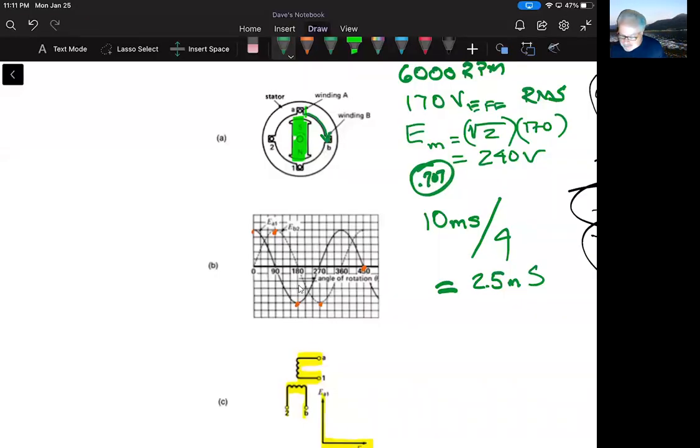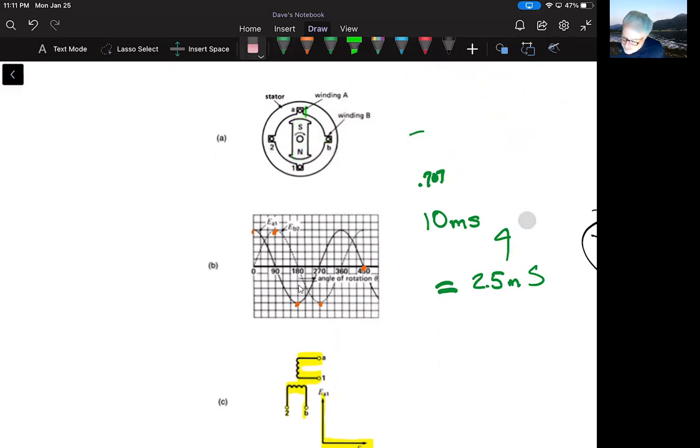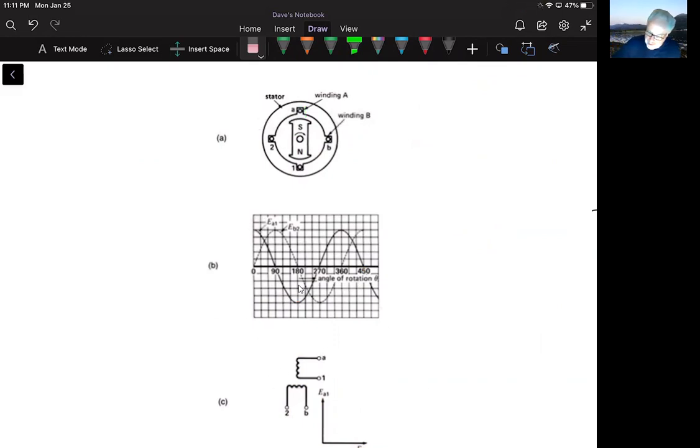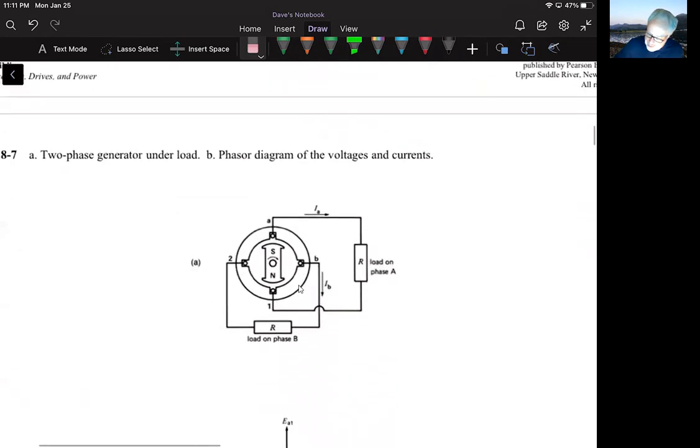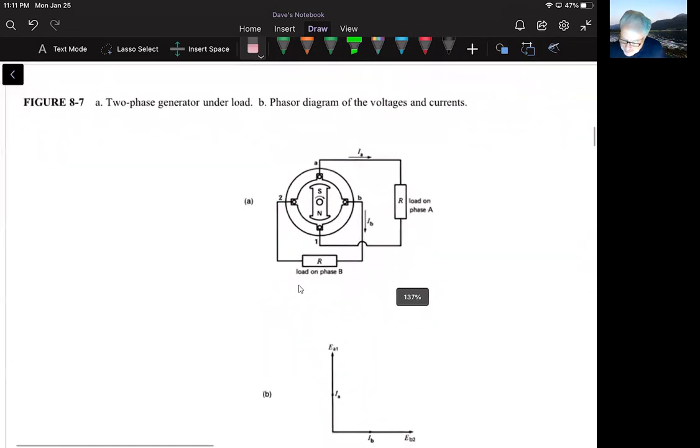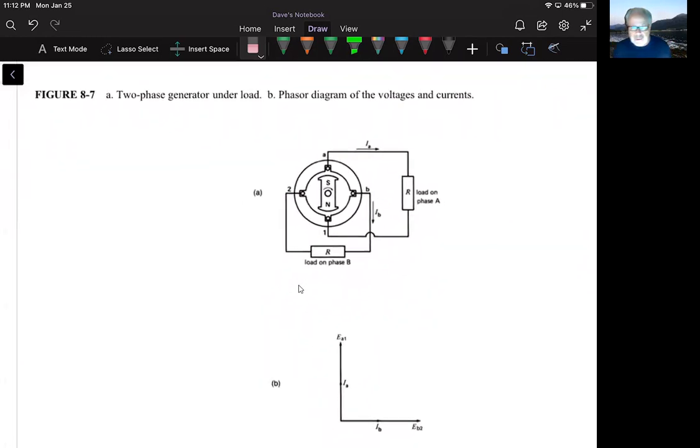Okay, working off of this idea that we looked at in section 8.4, the basic construction of a two-phase generator and the voltages that are created from this, the peaks that are 90 degrees apart because the coils are 90 degrees apart. Let's take that two-phase generator and now connect two loads to it. This is the load on phase A here, and this is the load on phase B.